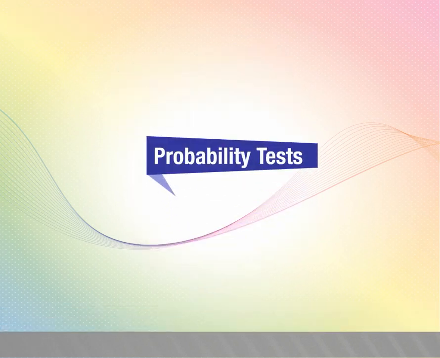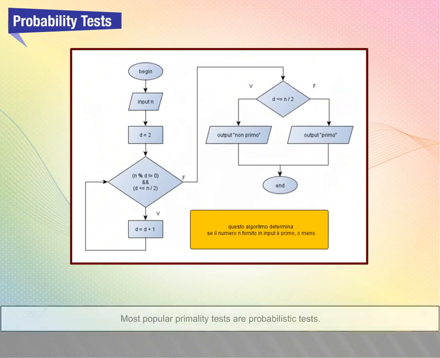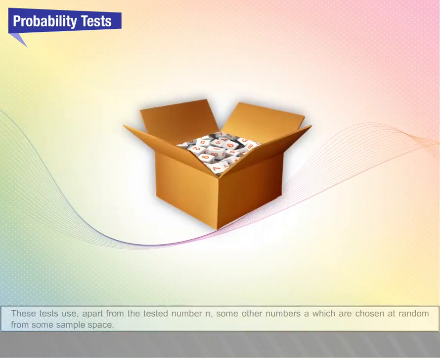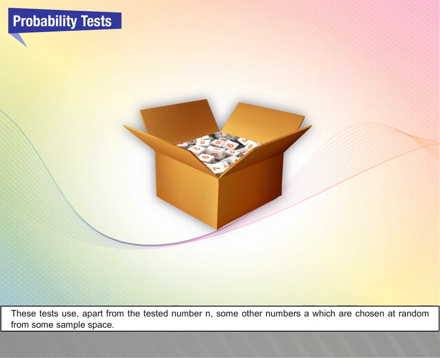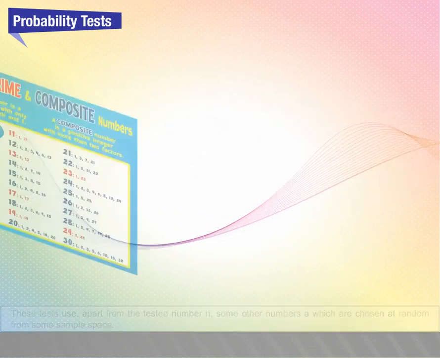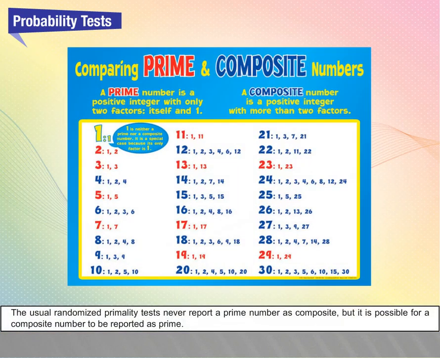Probabilistic tests. Most popular primality tests are probabilistic tests. These tests use, apart from the tested number n, some other numbers a, which are chosen at random from some sample space. The usual randomized primality tests never report a prime number as composite, but it is possible for a composite number to be reported as a prime.